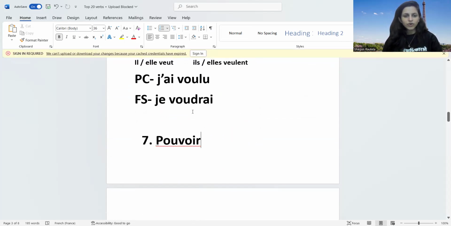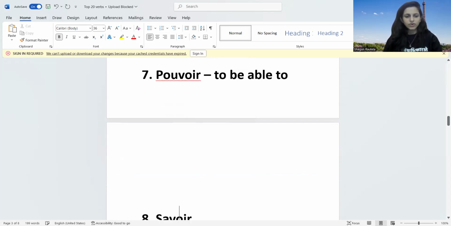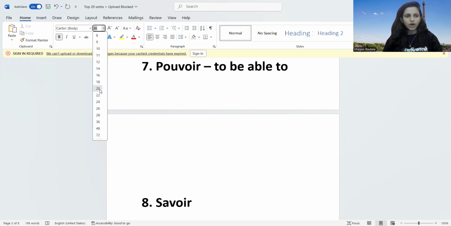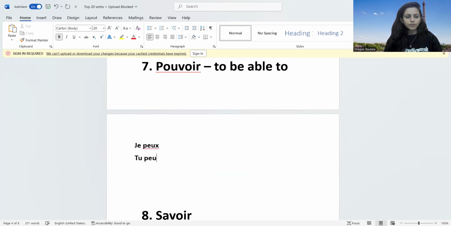And moving on to our next verb, pouvoir. To be able to, or to can. Okay, so you can even note down "can". Let's start conjugating pouvoir. Je peux, just like vouloir, tu peux, elle peut.